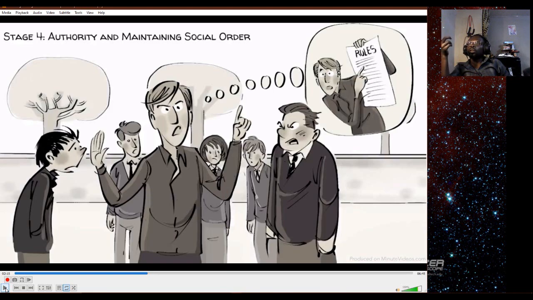Maintaining social order and authority, like following the rules, is it? Do people not do that because they're looking to their own self-interest? Doesn't everything fall back to the self-interest of the individual? Is that not what it actually is? I don't know. Can this be a standalone thing? Authority and maintaining social order? Could it be standalone? Can any of these stages be standalone?